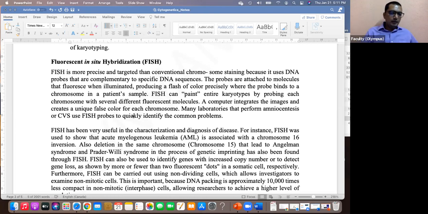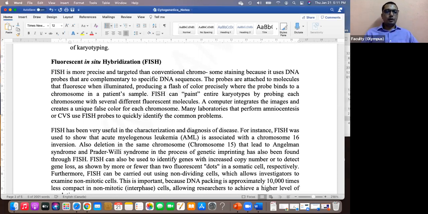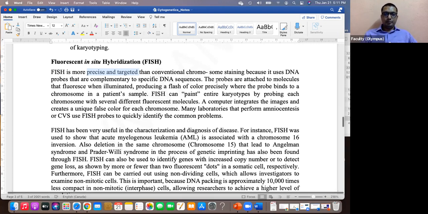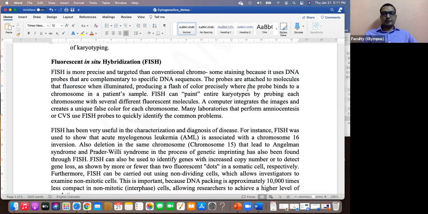So FISH is the method which is more precise. In the previous examples of SKY or even in the karyotyping, we talked about random banding patterns. Right? But FISH is more precise and more targeted because you look for a specific sequence in the chromosome. So it is definitely better than conventional chromosome staining methods. And I already explained this, the probes are attached to the molecules that fluoresce or that glow, producing color, which is precisely where the probe binds. So we know exactly where the probe is binding, that is where color is seen.